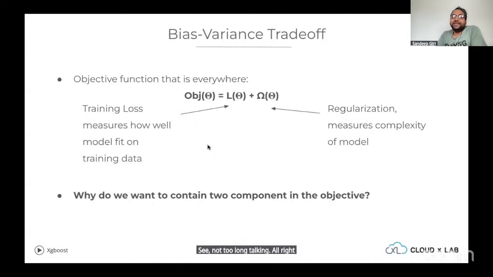So basically, the objective function is very common to every model, whether we have a neural network, naive Bayes, or anything where there is training.